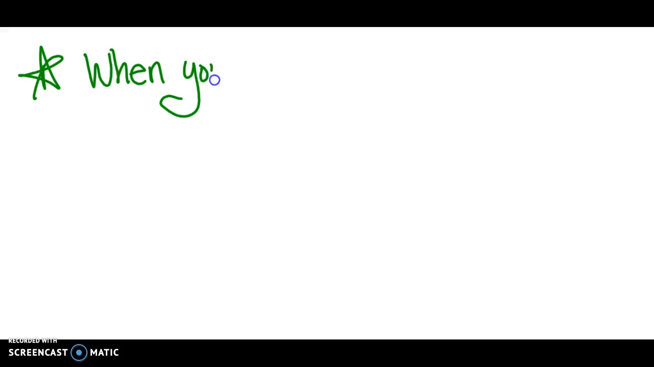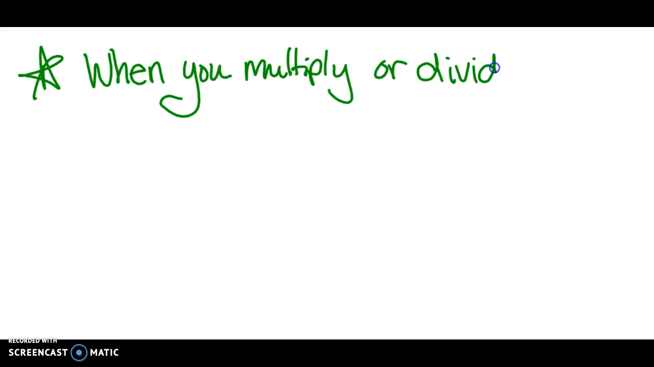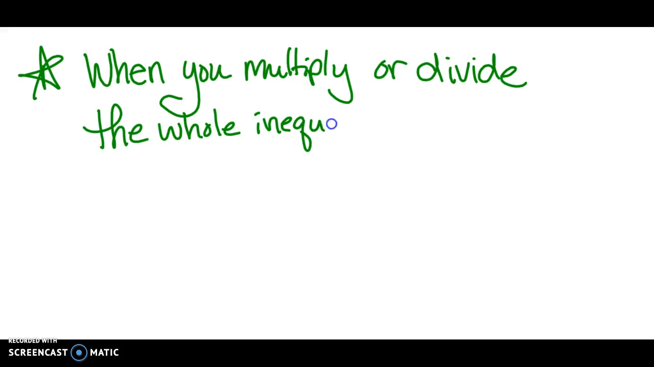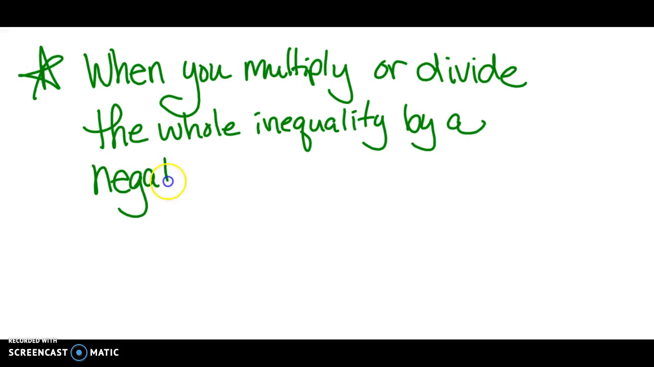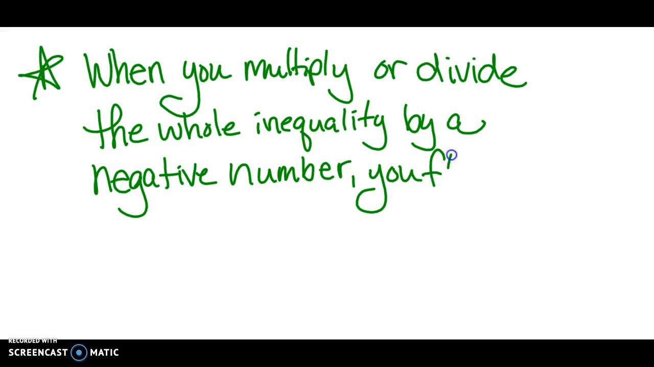So let's take a moment here and make a note of this. This is important. When you multiply or divide the whole inequality, that means everything, both sides, by a negative number, you flip the sign.